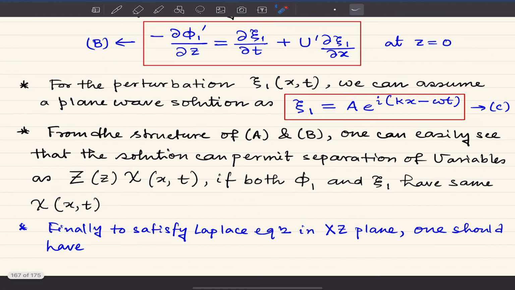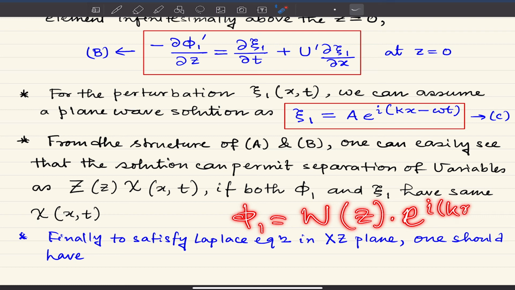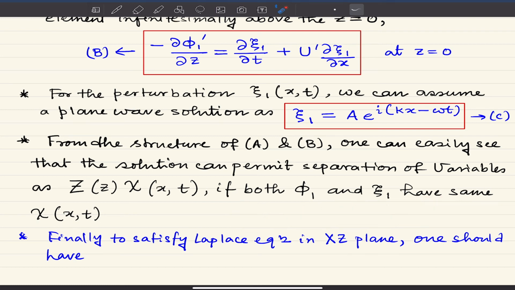Now finally, once we can say that, then for phi 1, phi 1 prime and xi 1, for all these three, this x and t dependent part will be exactly equal. So for phi 1 and xi 1 we can use some W(z) times e to the power i(kx minus omega t), this type of thing, because this part would not change, and the same thing for phi 1 prime.